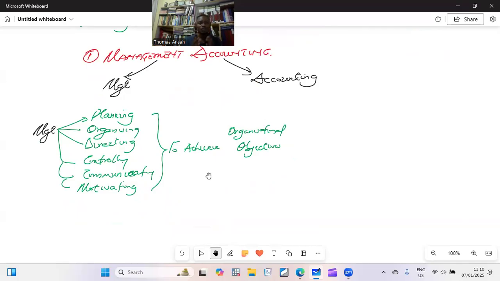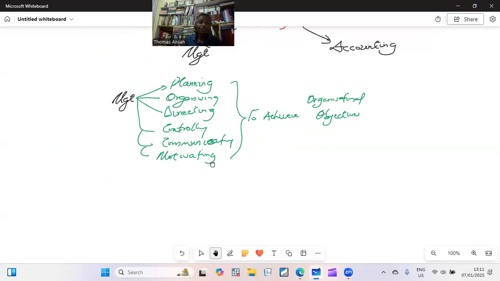You plan, you organize people, you direct the people, control what is being done, you communicate well, motivate, so as to get things done. One of the definitions we learned in senior high school about management is getting things done through other people. And the things that you are going to get done are the things that you plan and organize, just to achieve your organizational objective. So basically, that is what comes to mind in terms of management.